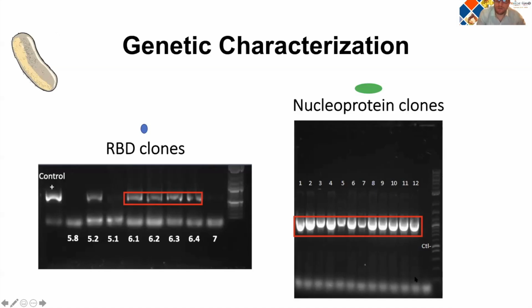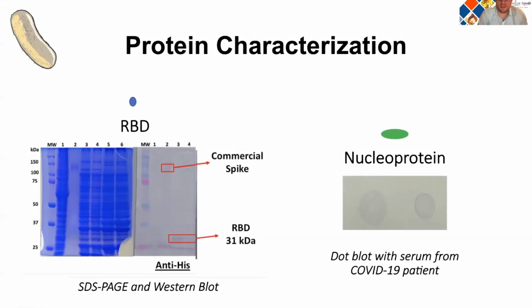This is the genetic characterization of the E. coli clones. The first picture is the electrophoresis gel for the receptor binding domain, and the second picture is from the nucleoprotein clones. These amplicons are representative of the genes that encode the proteins of the virus. And here we have the protein characterization. In the case of the receptor binding domain, we have an SDS-PAGE and also a Western blot using specific antibodies to recognize the receptor binding domain. And as a control, we use a commercial spike.